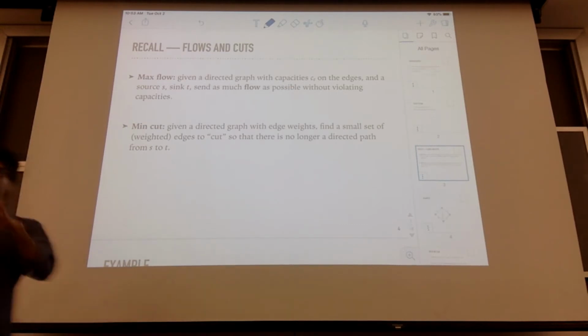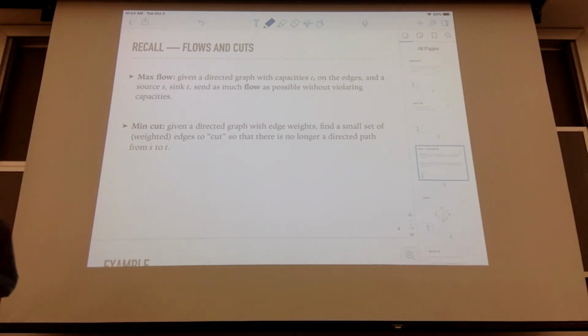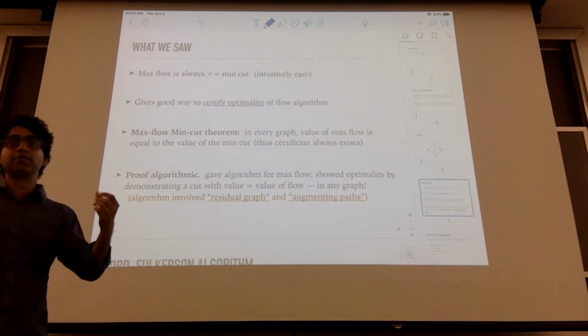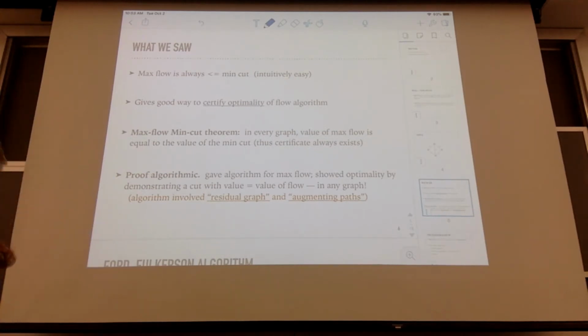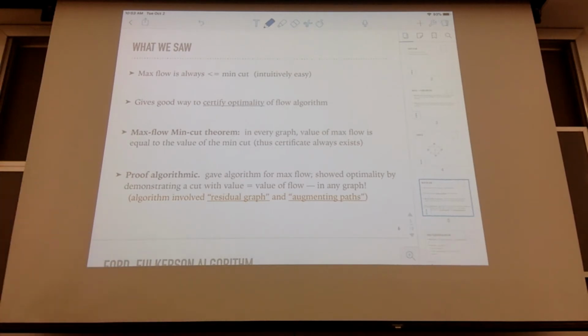And both were problems on directed graphs. And so what we saw is that the maximum flow you can send from S to T is always upper bounded by the min cut between S and T. And this is intuitively easy because you can imagine removing all the edges in the cut.